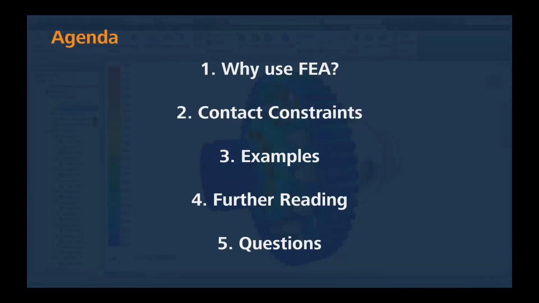So we'll just quickly run through, as we've done the last few weeks, why we use FEA and how it complements our design processes. We'll look at contact constraints in some detail. We'll work through a number of examples. We've got 4 or 5 to work through today. And then we'll finish off the session with some further reference material and any questions that you might have. If you've got any questions, feel free to insert them in the question dialog box. Otherwise, let's get into this.